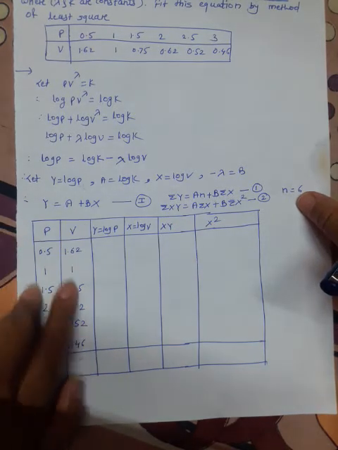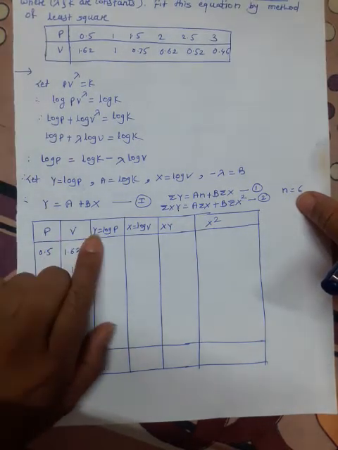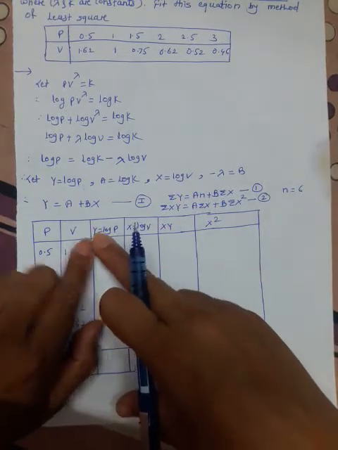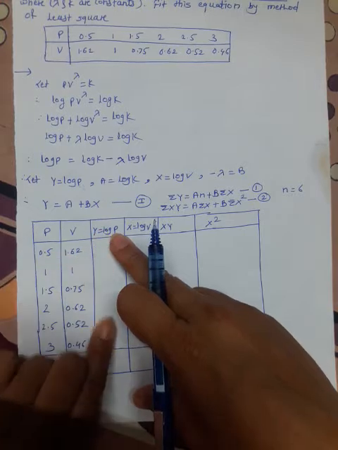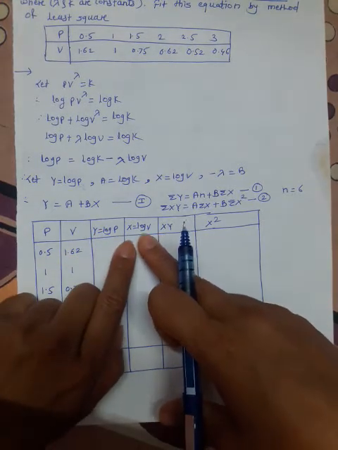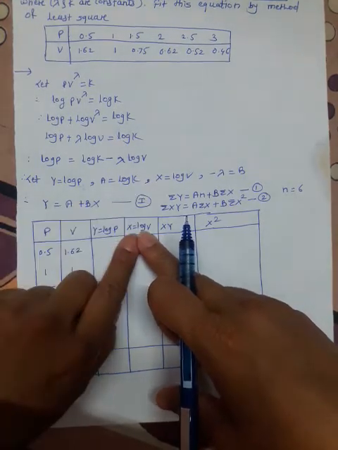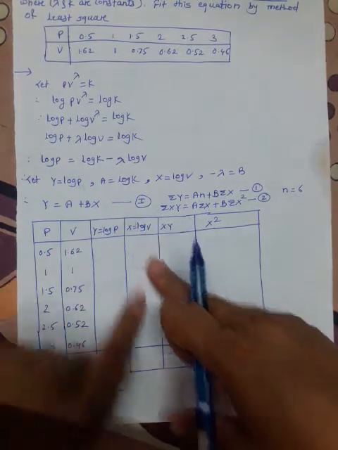These are the columns. First, p and v are given. What is summation y? y is nothing but log p, so take the log of p with respect to ln. Then we want x. What is x? We define x as log v. This second column is the log.